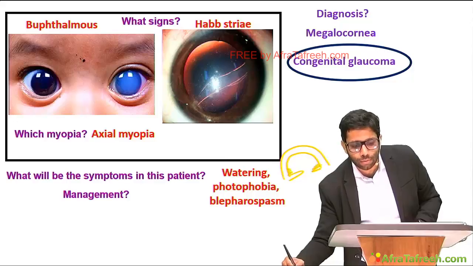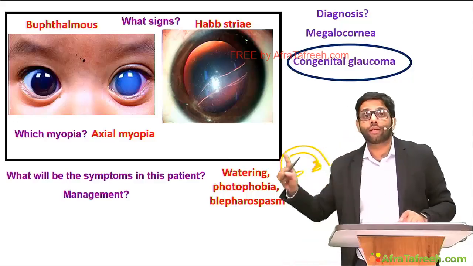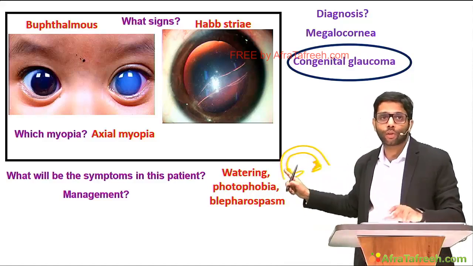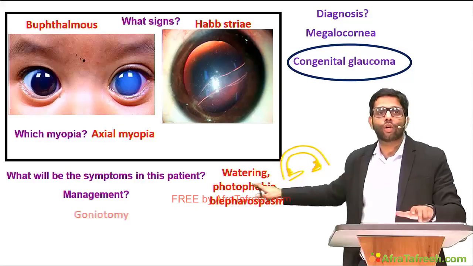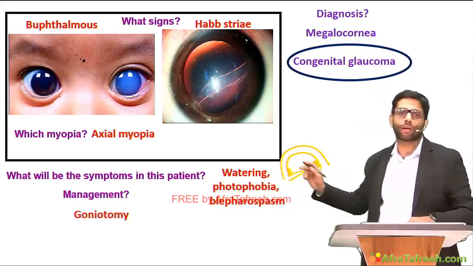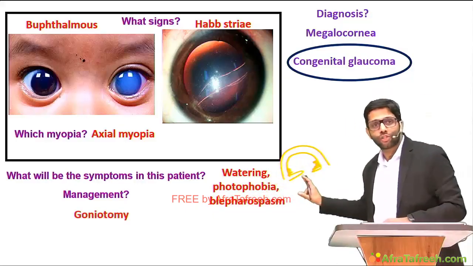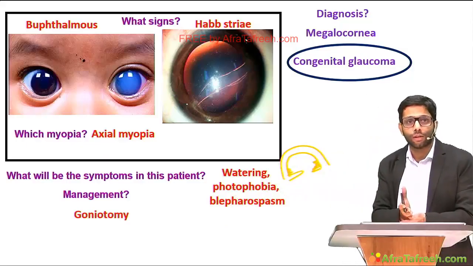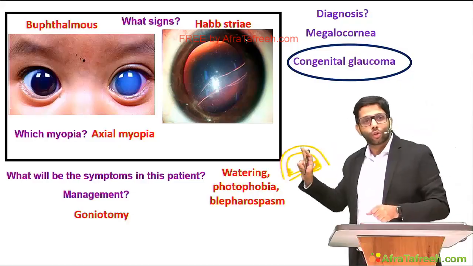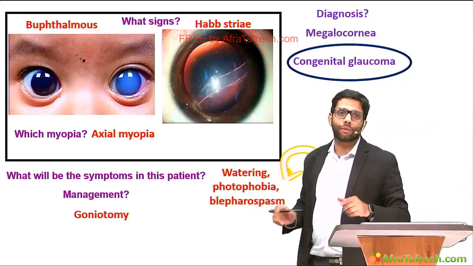So cutting of the Barkan membrane is an angle procedure done by which gonioscopy? Direct gonioscopy. In supine, direct gonioscopy is preferred for angle surgeries. Goniotomy is the answer to cut the Barkan membrane. So congenital glaucoma is also an open angle mechanism because Barkan membrane is blocking the meshwork. Iris is not pushed or pulled. So congenital glaucoma is also open angle mechanism.